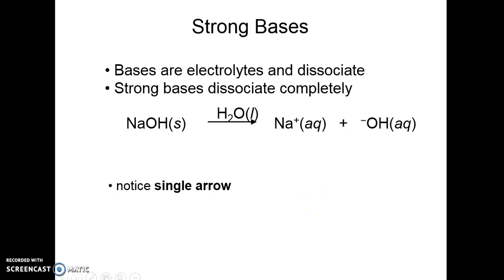Strong bases are electrolytes that dissociate completely. We recall that bases are electrolytes and they make ions in solution. What do they make? They make hydroxide in solution. Here is sodium hydroxide, a strong base. What does it do? It breaks apart to sodium and hydroxide in water. If it's strong, you get 100% of it breaking apart. The arrow indicates none of this was left behind. Only sodium and hydroxide are found in solution. None of them stuck together.